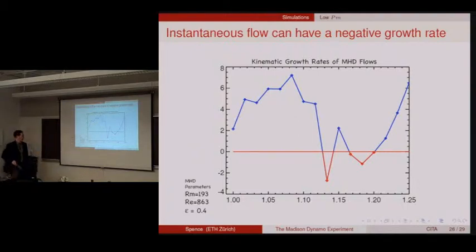But periodically, every once in a while, we get these drops into negative growth rates. Now, our interpretation of this is that this is enough to cause the flow to not magnetically self-excite. The idea is that the energy that would be going into the growing mode is now being shunted into non-growing modes, and so the energy in the growing mode can't get high enough, long enough to sustain itself.